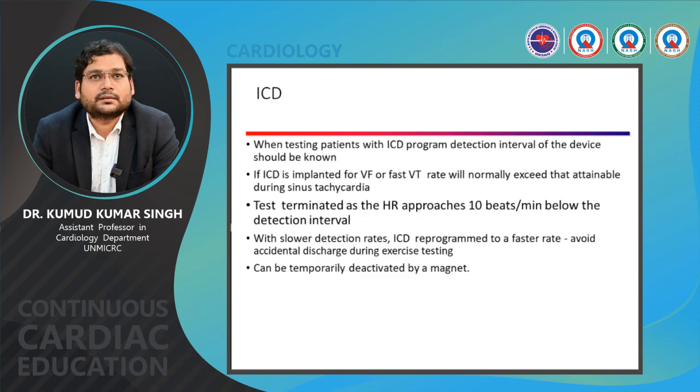ICD. When testing a patient with ICD, the programmed detection interval of the device should be known. If the ICD is implanted for VF or fast VT, the rate will normally exceed that attainable during sinus tachycardia. So the test is terminated as the heart rate approaches 10 beats per minute below the detection level. With slower detection rates, the ICD is reprogrammed to a faster rate to avoid accidental discharge during exercise testing, or it can be temporarily deactivated by a magnet.